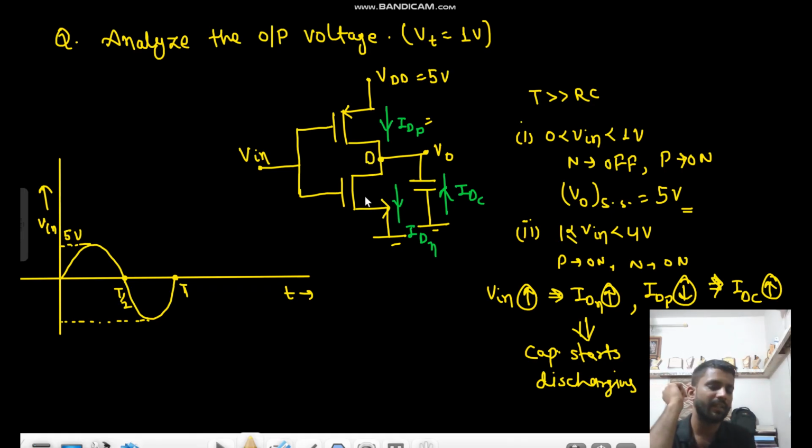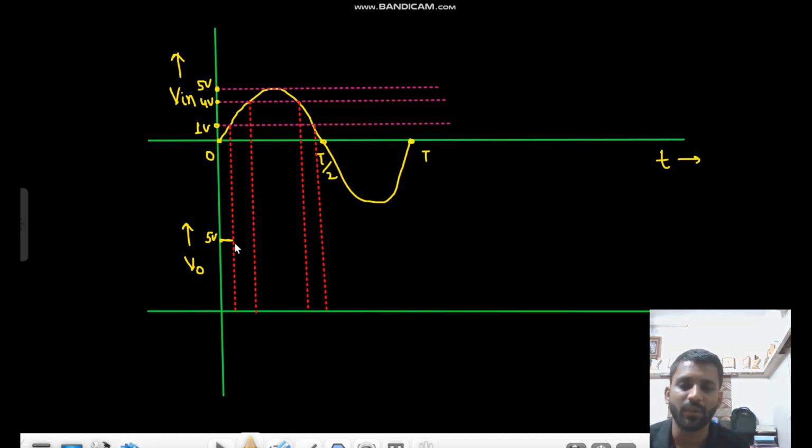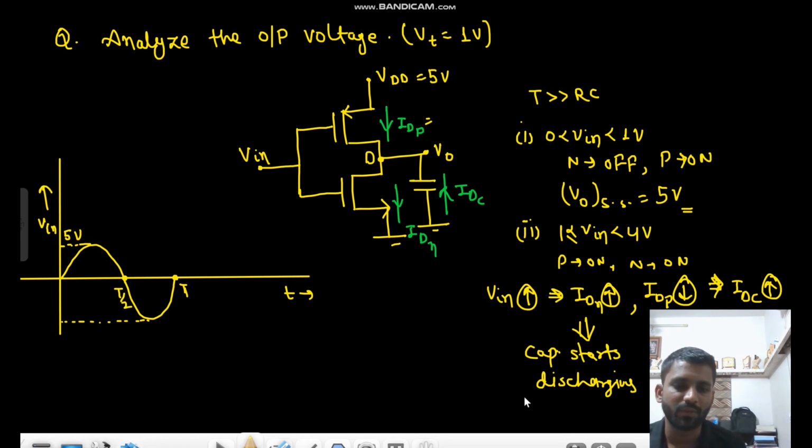The condition for NMOS or PMOS to be on or off doesn't depend on the drain terminal until your VSD or VDS is greater than 0. So if it goes to 0 volt, your VSD would be greater than 0 and your VDS would also be greater than 0 until it goes to 0 volt, right? So from 5 volt it completely discharges to 0 volt. So this is for 1 to 4 volt. Your Vo steady state would become 0 volt.